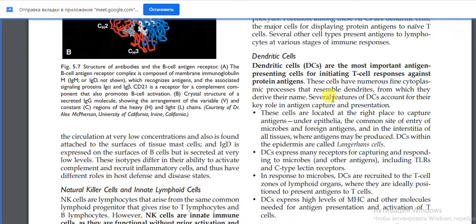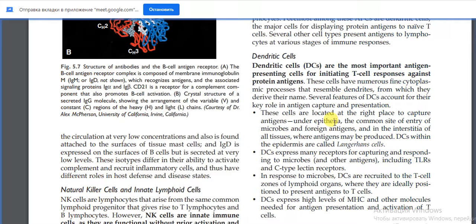Dendritic cells are present in different locations. For example, under the skin they form the Langerhans cells, which might be discussed in histology. Langerhans cells. Don't confuse them with islets of Langerhans. They are not similar, they are absolutely different cells, but the same scientist just found them.